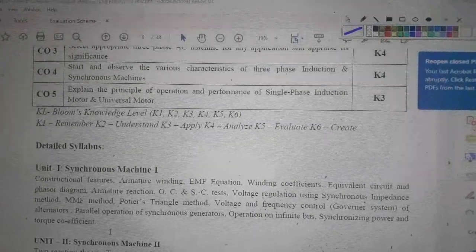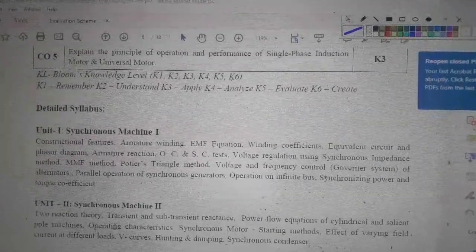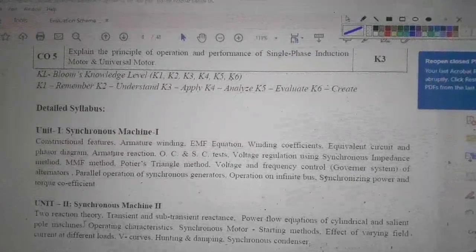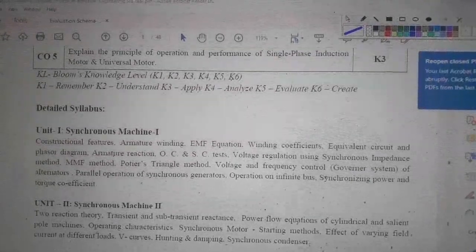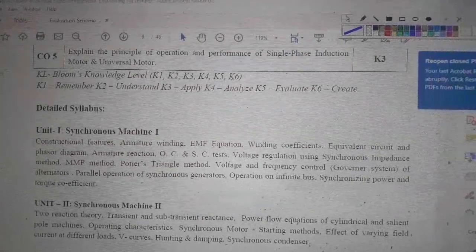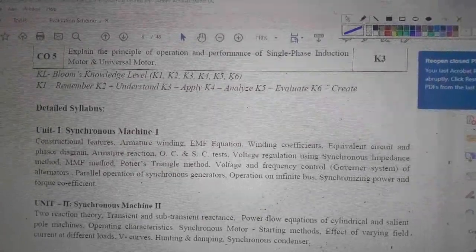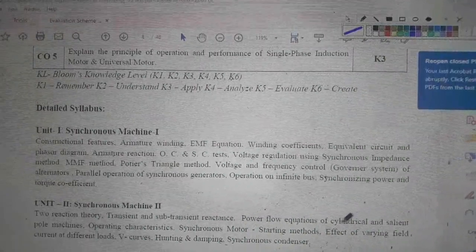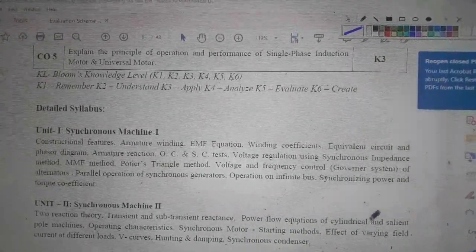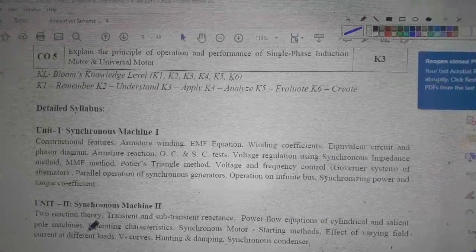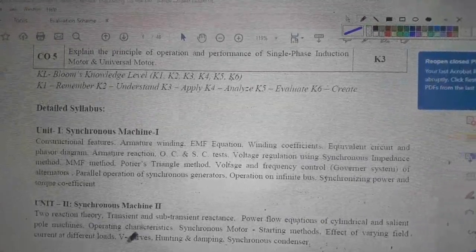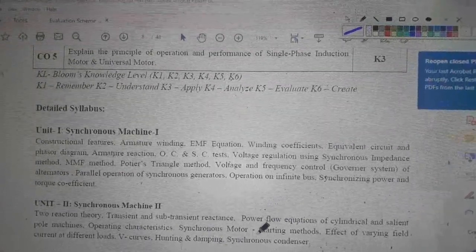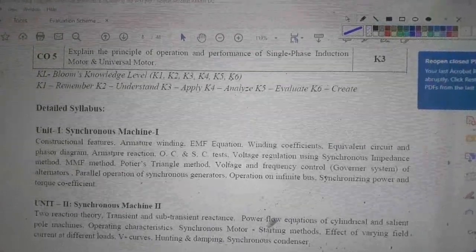synchronous generator, and after that in Unit 2 we have to study two reaction theory, transient and subtransient reactance, power flow equation of cylindrical and salient pole machines, operating characteristics, and the synchronous motor. Here we will study the synchronous motor.